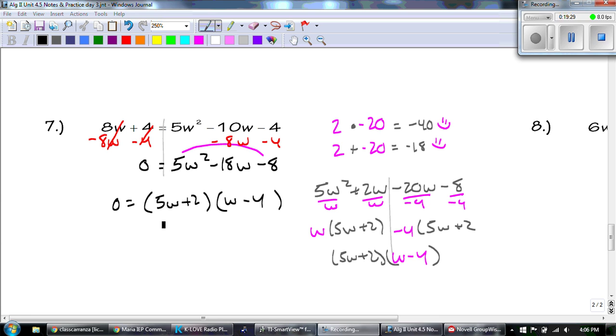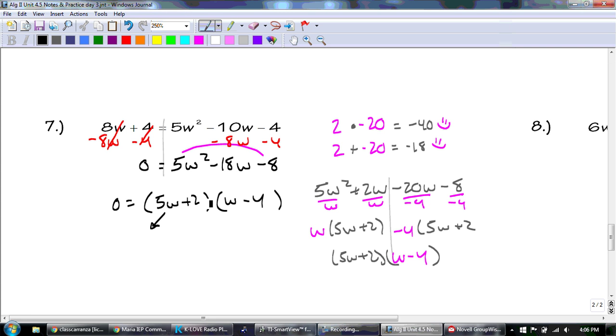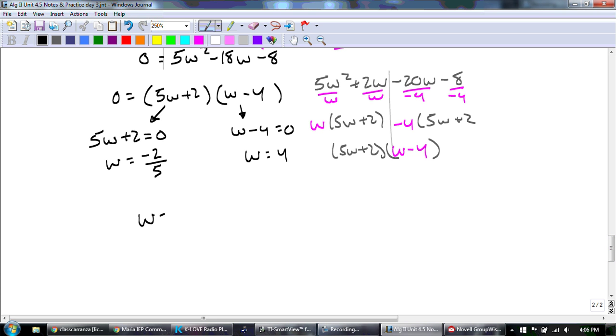Okay, so you should have gotten 5w plus 2 and w minus 4. So everything with a variable, I'm setting equal to 0 and solving. So like the one on the right, we add 4 to both sides, w equals 4. The one on the left, we would subtract 2, and then we would divide by 5. Okay? So we get w equals negative 2 over 5 and positive 4.